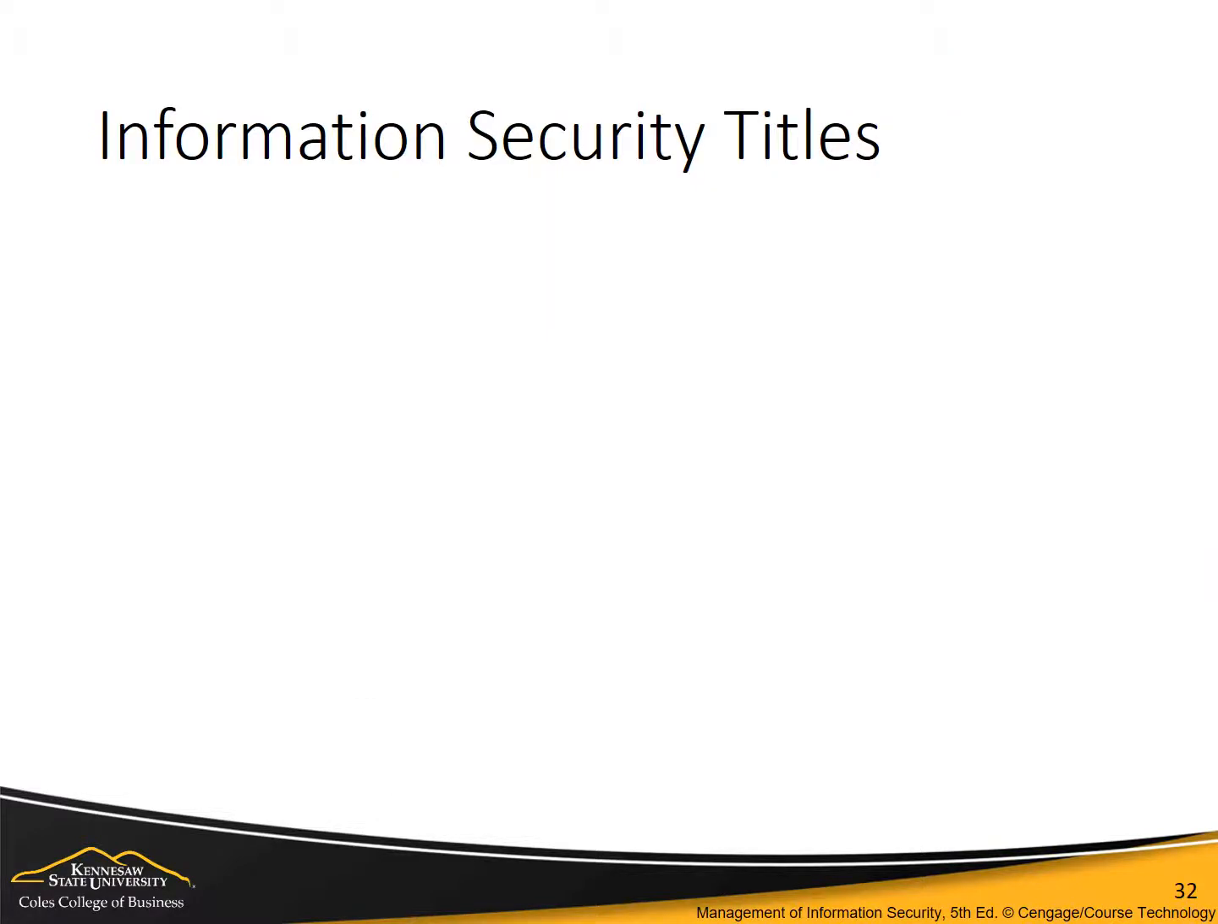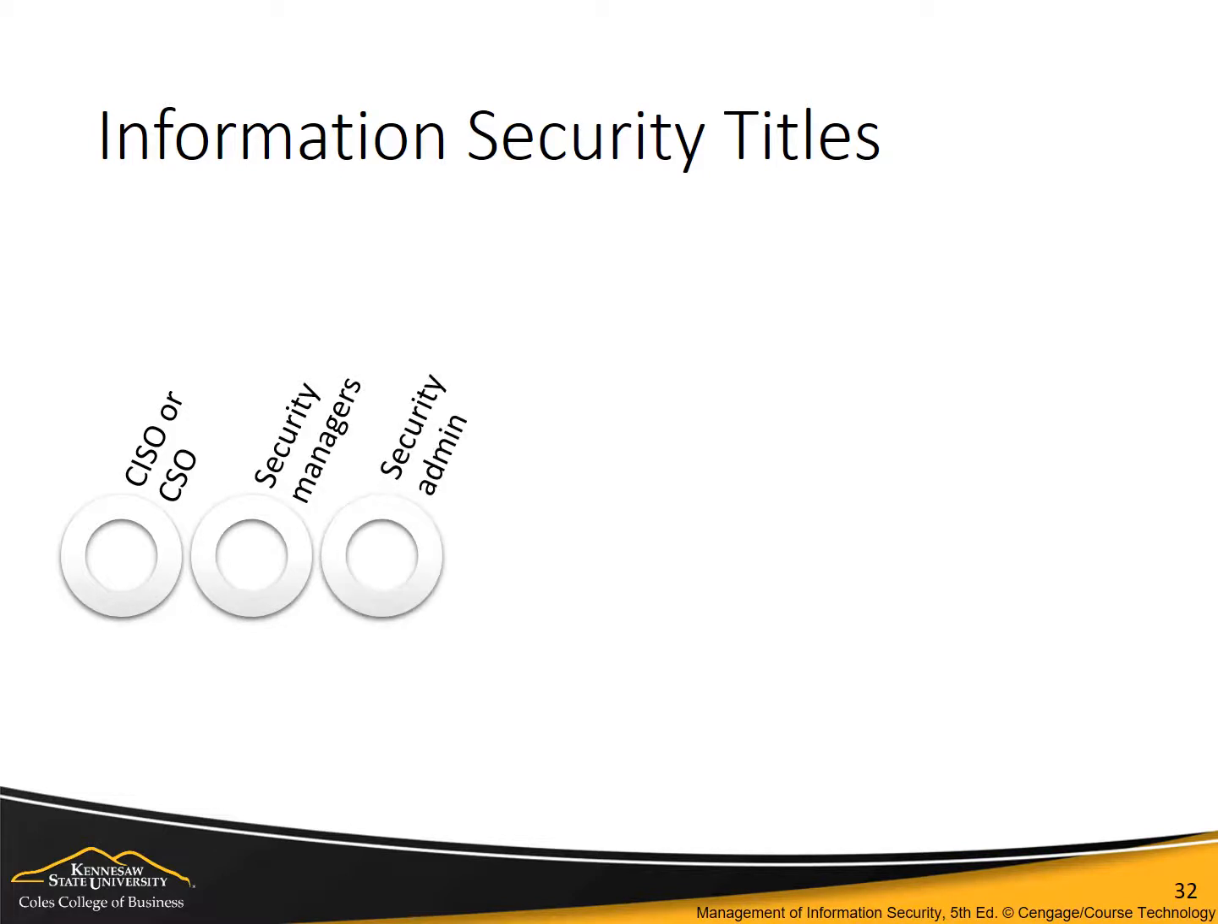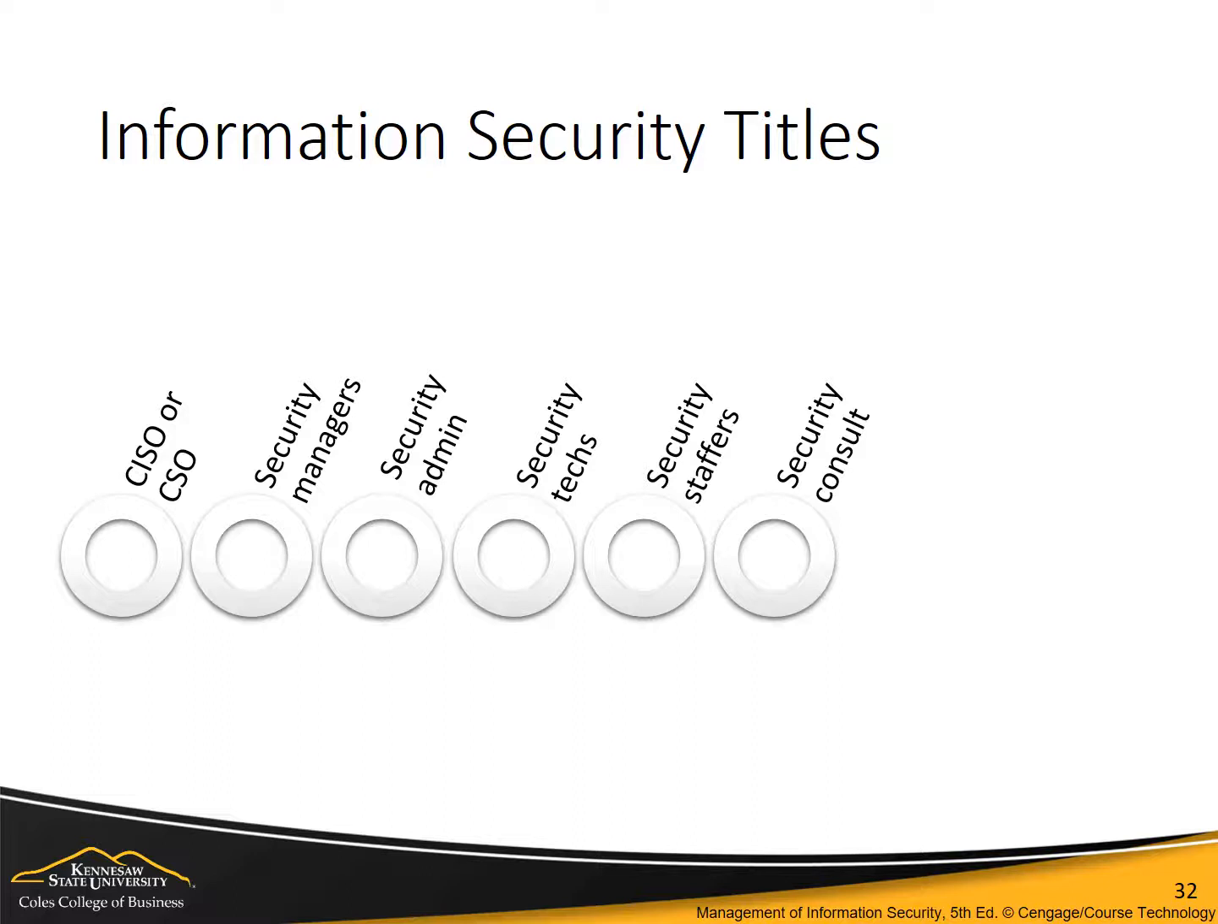A typical organization has a number of individuals with information security responsibilities, and titles may include some of the following: Chief Information Security Officer or Chief Security Officer, Security Managers, Security Administrators and Analysts, Security Technicians, Security Staffers and Watchstanders, Security Consultants, Security Officers and Investigators, and Help Desk personnel. While the titles used may be different, most of the job functions fit into one of the above information security positions.